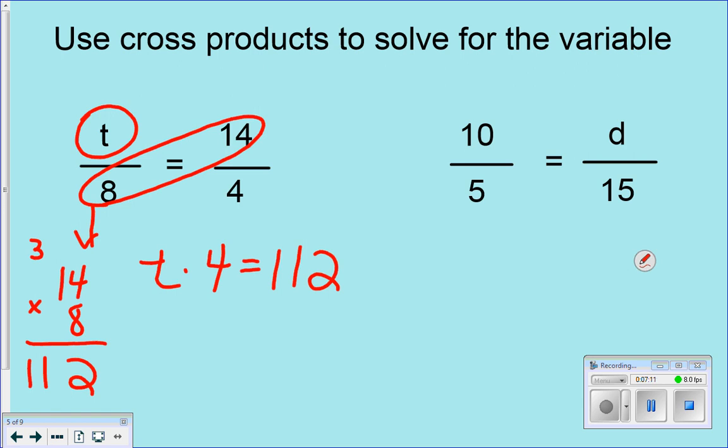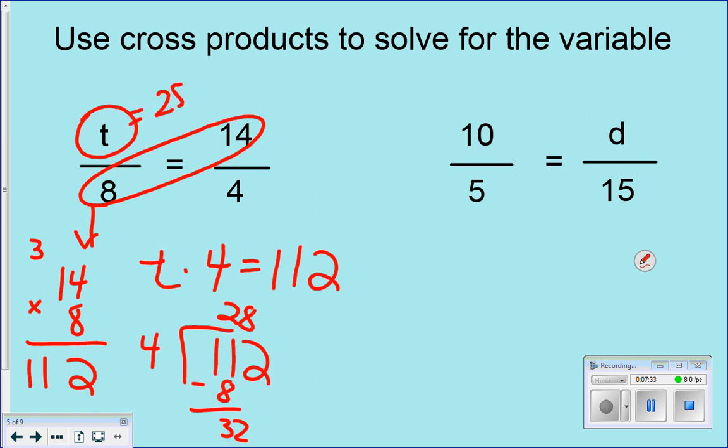Okay. Now to solve this problem, what am I going to do? Jacob. Yeah, I'm going to take that 112 divided by 4, and that's going to tell me what that t is. Let's see, I get 2, I get 8, I get 28. Guess what my t equals? 28.